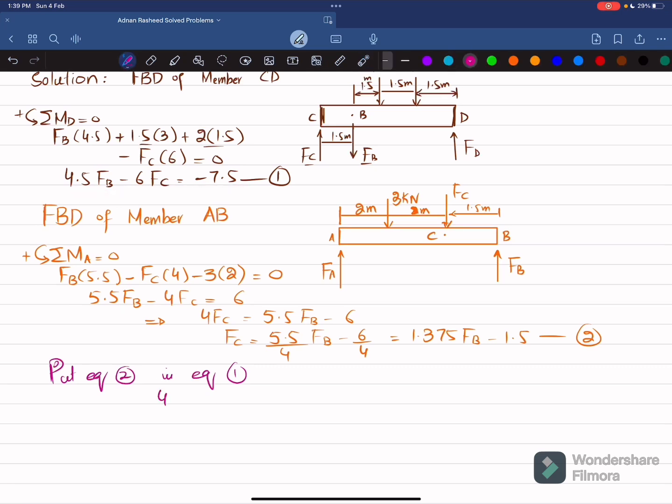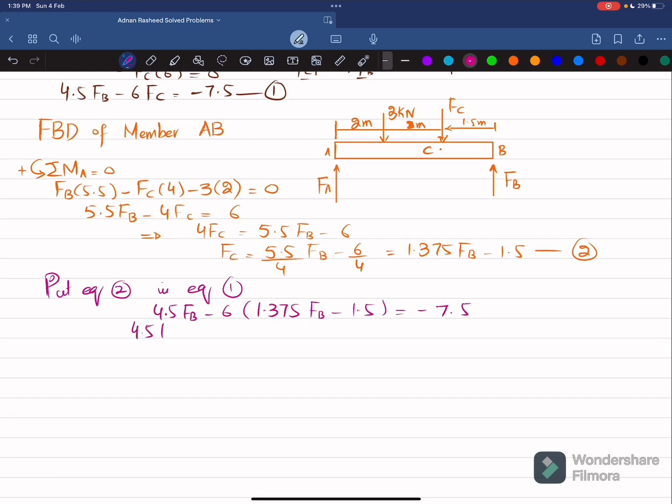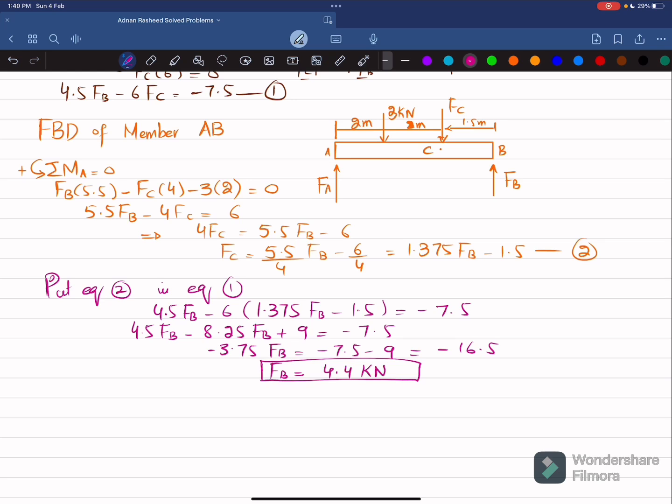You can see, so 4.5 times FB minus 6 times FC, where FC is 1.375 FB minus 1.5, is equal to minus 7.5. So 4.5 FB minus 6 multiplied by 1.375 is 8.25 times FB plus 6 multiplied by 1.5 is 9, is equal to minus 7.5. Clear? So 4.5 minus 8.25 FB is minus 3.75 FB is equal to minus 7.5 minus 9, which is equal to minus 16.5. And if you divide by minus 3.75 on both sides, you will get FB is equal to 4.4 kilonewton. So this is the force in the bolt.